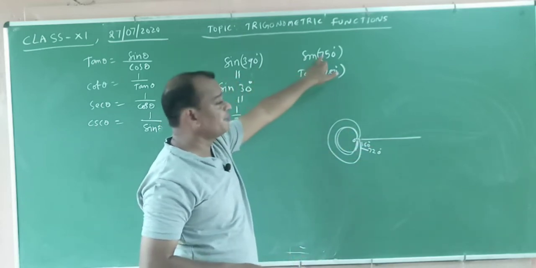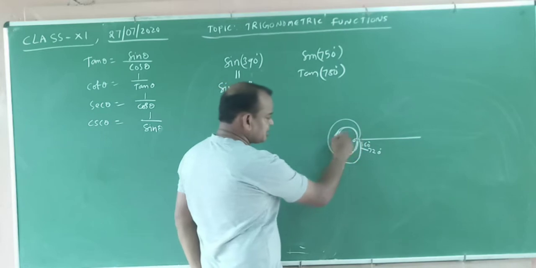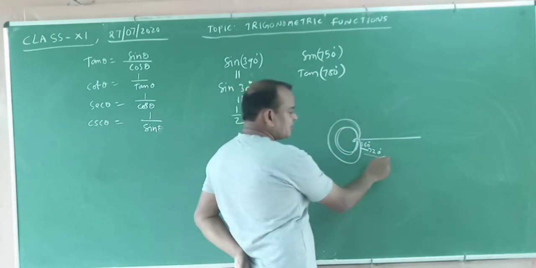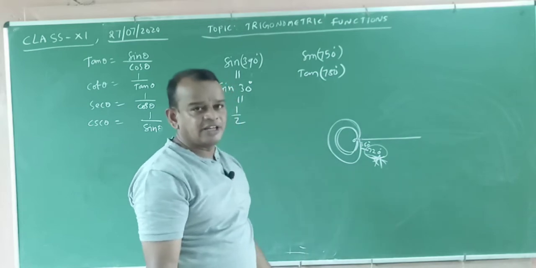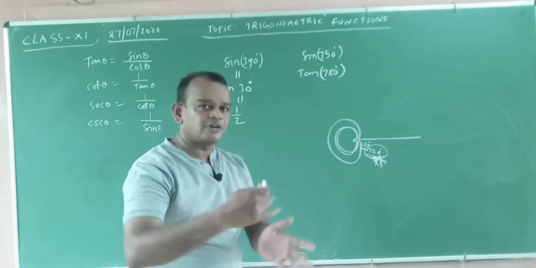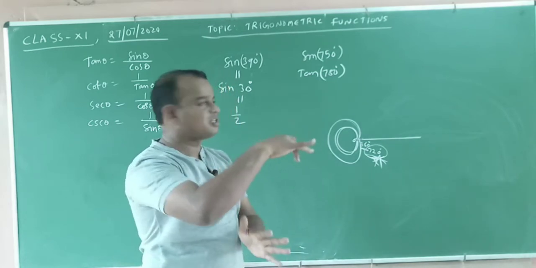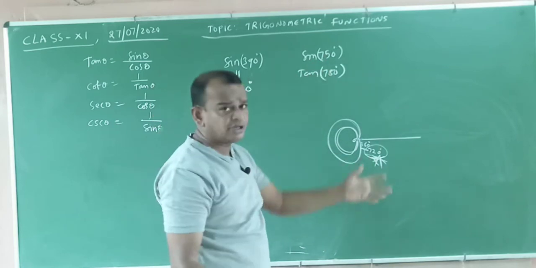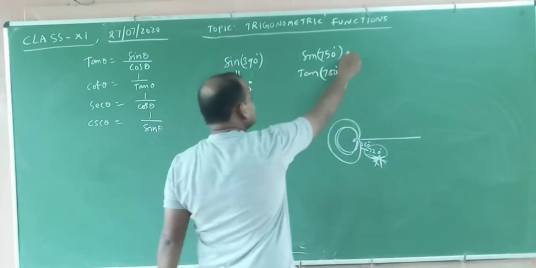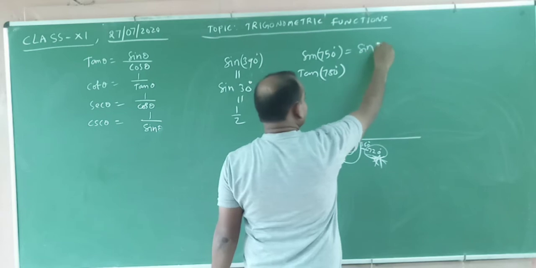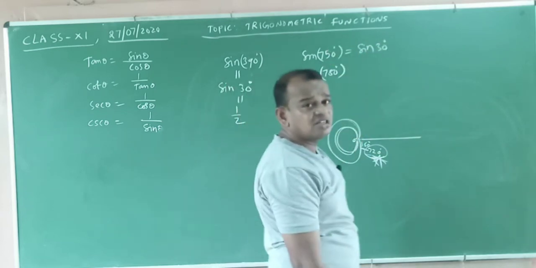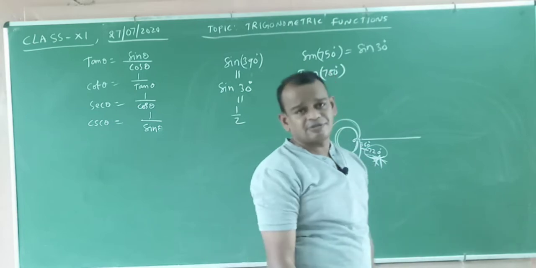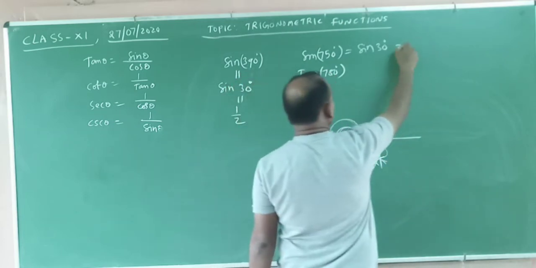Now here 750. One rotation means 360, again second rotation means 720. Up to 720 we cannot find anything, no problem at all. After 720, the fresh rotation means 750 minus 720 we will omit. This is nothing but sin 30 degrees. 750 minus 720, no change in the value of sin 750 degrees. Okay, that equals sin 30, how much?